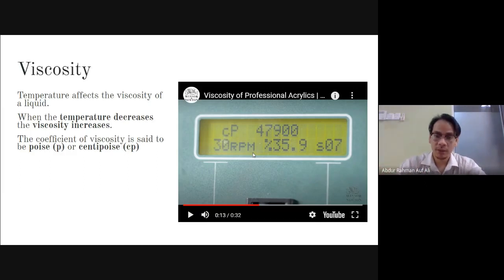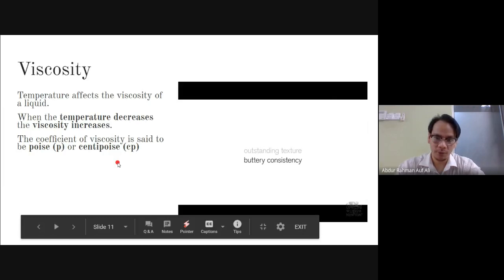So we set this RPM according to the pharmacopoeia. Open the pharmacopoeia, for each drug it will have all these settings for how many RPM and for how long. And then this is the reading. We measure viscosity with this unit, centipoise. So for this chart it is 47,900 centipoise. So the unit is poise or centipoise.